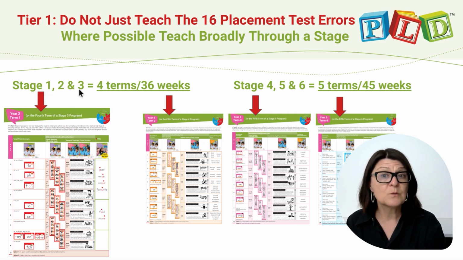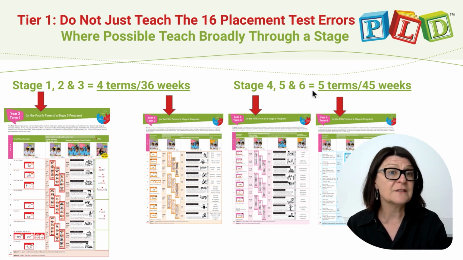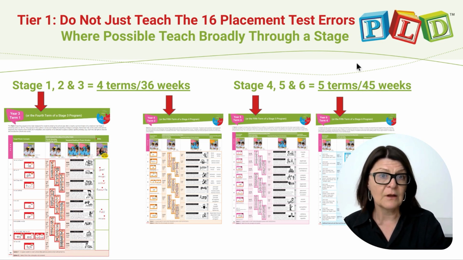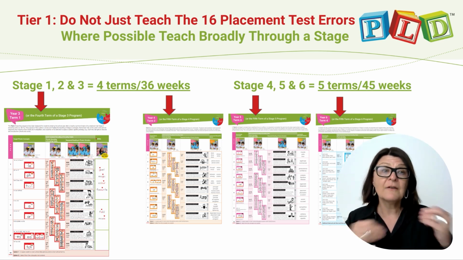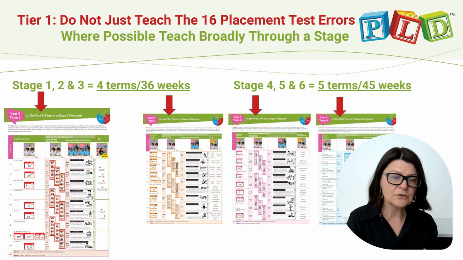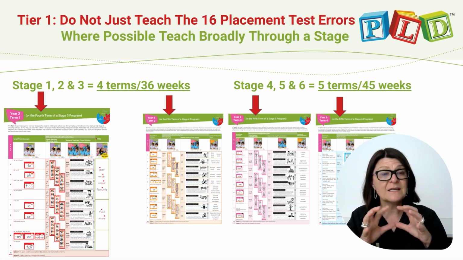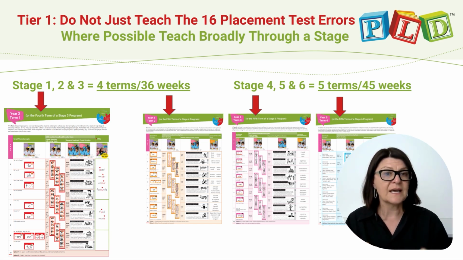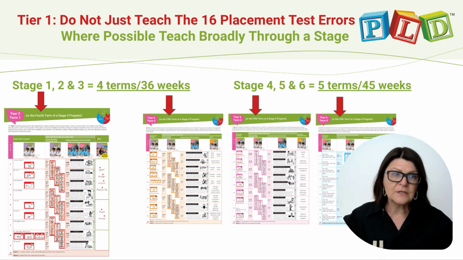If students are in stages 1, 2, or 3, there are 38 weeks, 4 terms of teaching outlined. If students are stages 4, 5, and 6, there are 5 terms, 45 weeks of teaching that is outlined. Please do not just teach the common errors or the 16 errors and after a couple of terms move students through that sequence. If they are delayed, that is exactly what we are going to do. We're going to only teach a core amount of each stage.